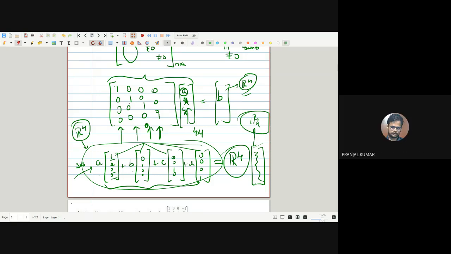So this is the subspace point of view. But if there was a zero here, then this would have been a three-dimensional subspace.